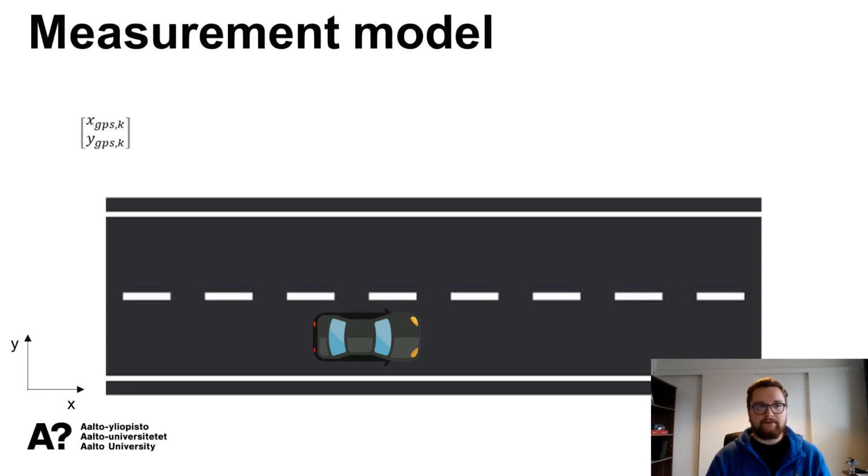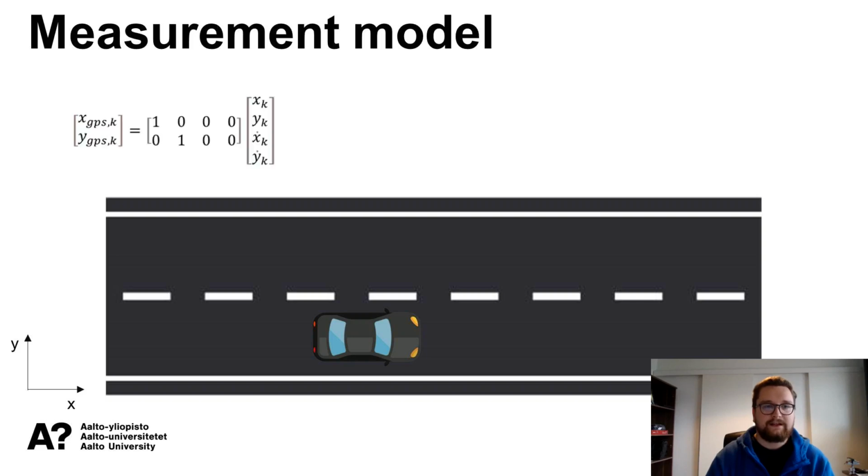And for that, we have to make a measurement model. From the GPS, we are just getting x and y coordinates. We are moving in this two-dimensional space, so we just get an x and y coordinate from the GPS. But we need to make a model that links that to the state space of the vehicle. That is simply done using this simple matrix representation. We're just saying that the x measured from the GPS is the same as the vehicle state x, and the same for the y coordinate.